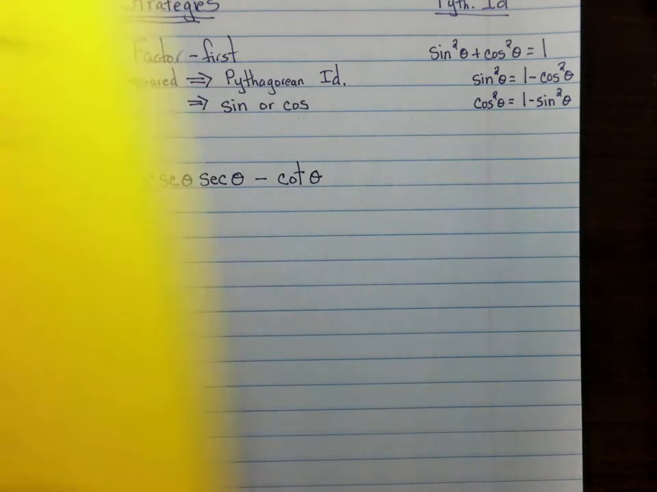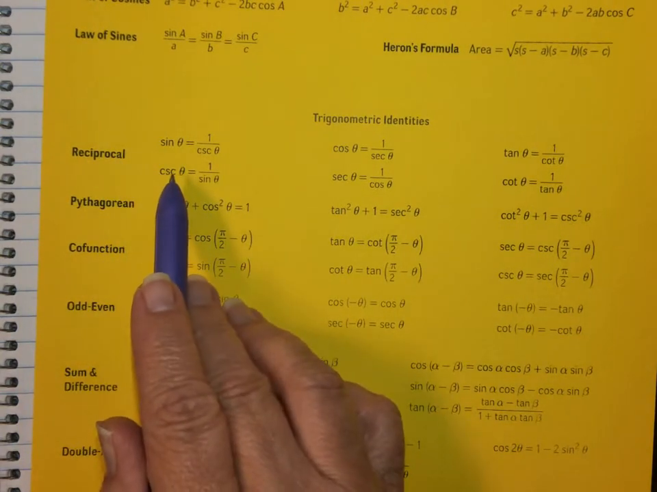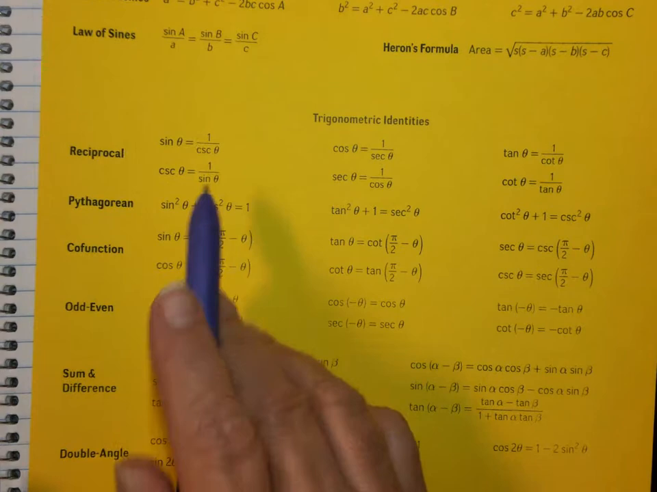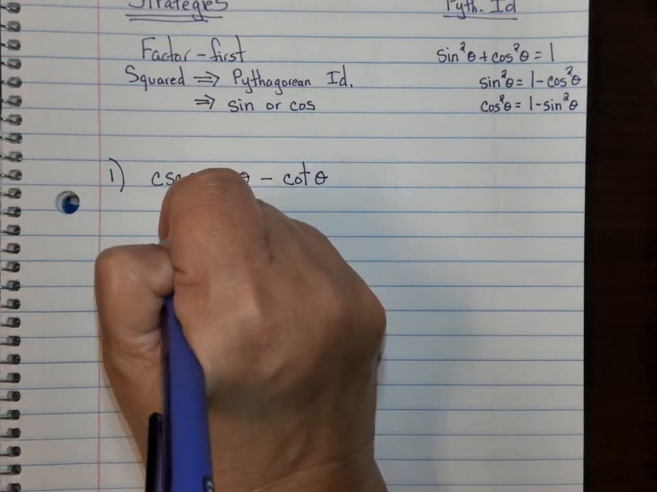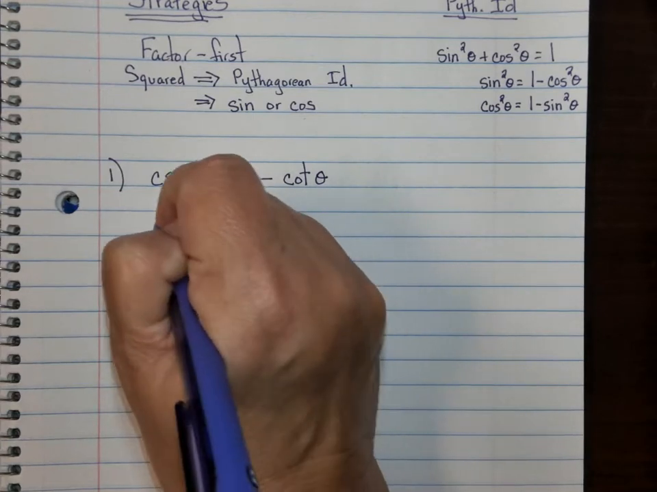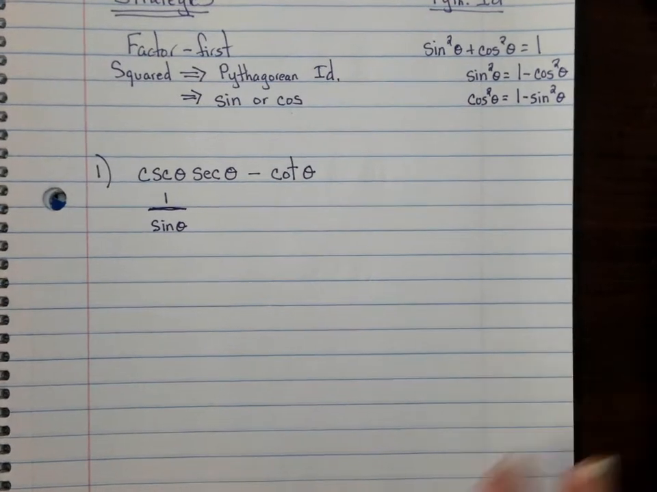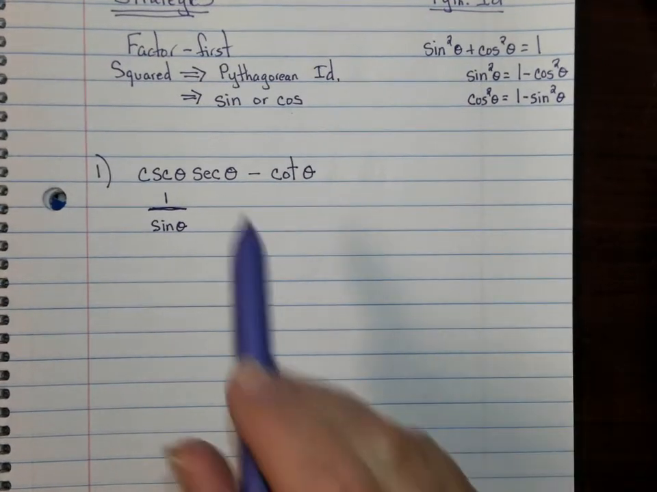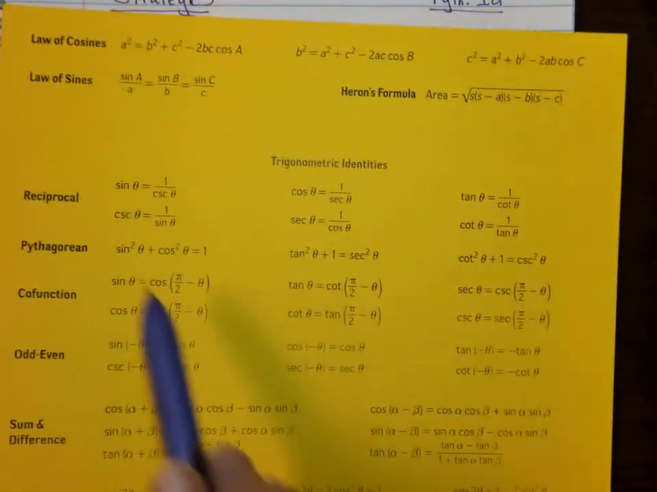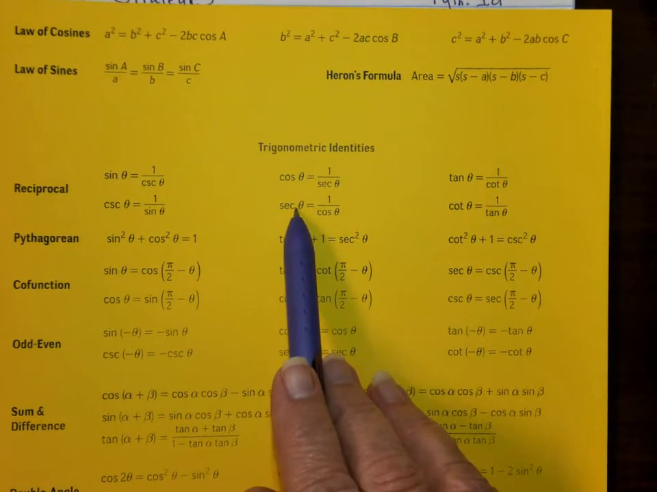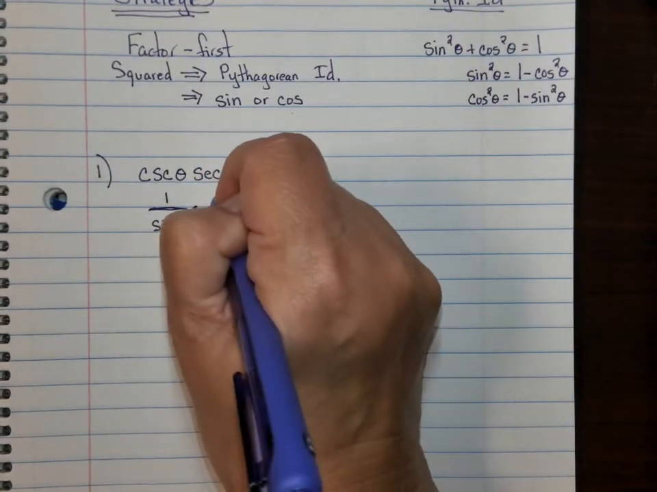So we've got my cosecant theta. You go to your reciprocal identity. Cosecant theta is 1 over sine theta. So I'm going to take cosecant theta and I'm going to rewrite it as 1 over sine theta. Just doing a substitution. All right, then secant theta, well, same thing if I go to my reciprocal identities. Secant theta is 1 over cosine theta. These guys are being multiplied together, right?